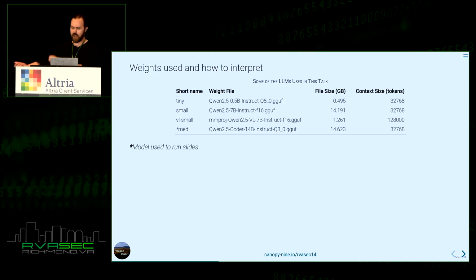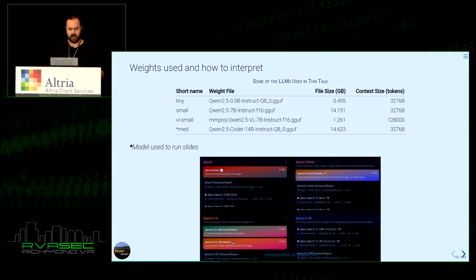So these are the weights that I had embedded into the machine that I was running this on. And I ran this with the medium model, and these are all Qwen 2.5 models, and there's the page from Hugging Face. They have a whole suite of different models that can look at different modalities, including vision, like we saw at the top of the presentation.